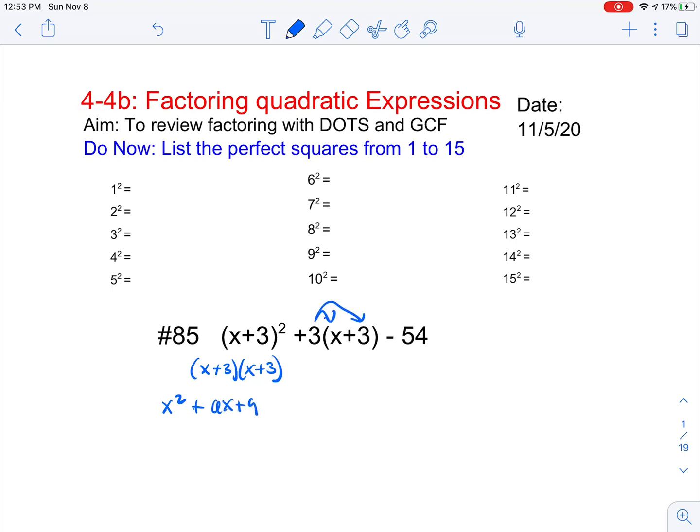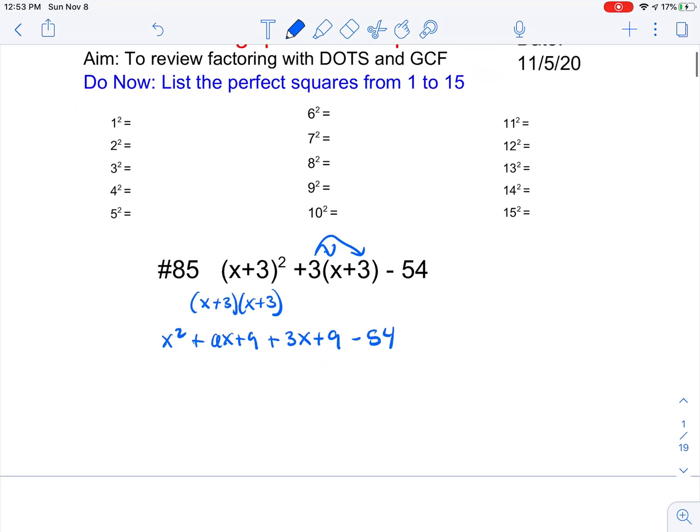Then you would distribute this 3 to both of these terms, to get 3x plus 9 minus 54. Okay, next, if I was going along this path, I would combine my like terms because we know that it has to be in standard form before we can factor it. So I would get x squared plus 9x plus minus 36.